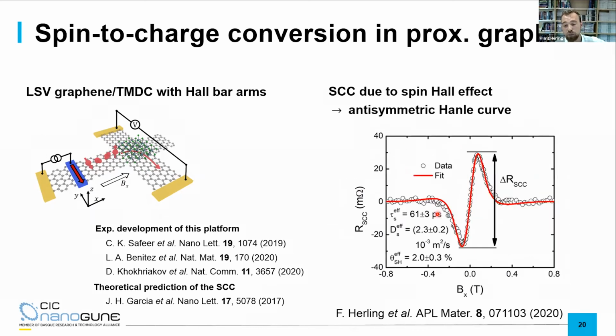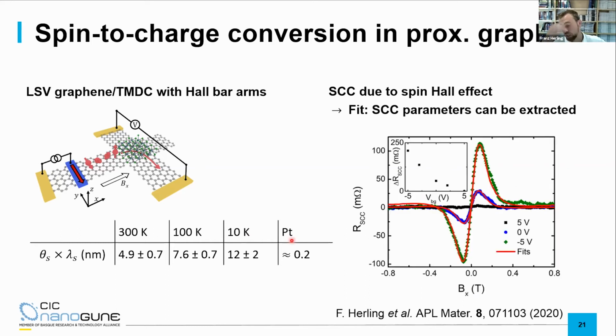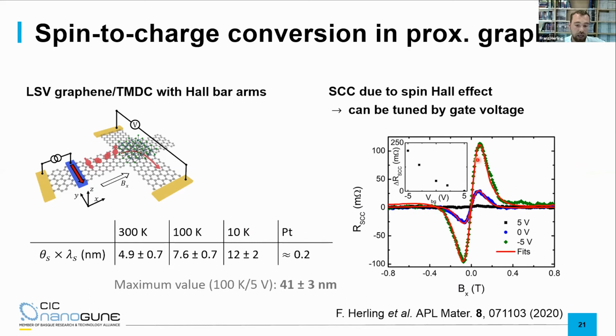And if we take the difference between those two curves, we can extract the spin to charge conversion parameters. And we see that at all temperatures, the figure of merit, so the spin Hall angle times the spin diffusion length, is at least an order of magnitude larger in proximitized graphene than in this prototypical spin Hall effect material platinum. And we can see that with a backgate voltage, we can tune the spin to charge conversion from turning it off to amplifying it, and the maximum value we can achieve in our system at 100K is 40 nanometers.